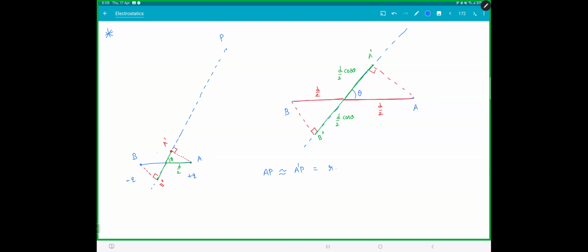Which is R minus d by 2 cos theta. BP is almost equal to B dash P, which is R plus d by 2 cos theta, the additional distance. Now, let's see why this works actually. The thing is, all this works only because R is much, much greater than that small d.